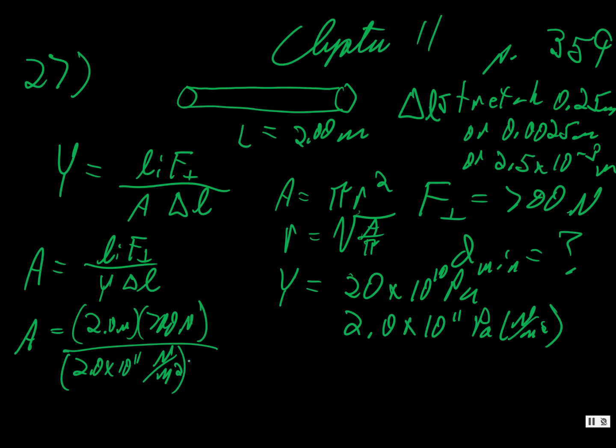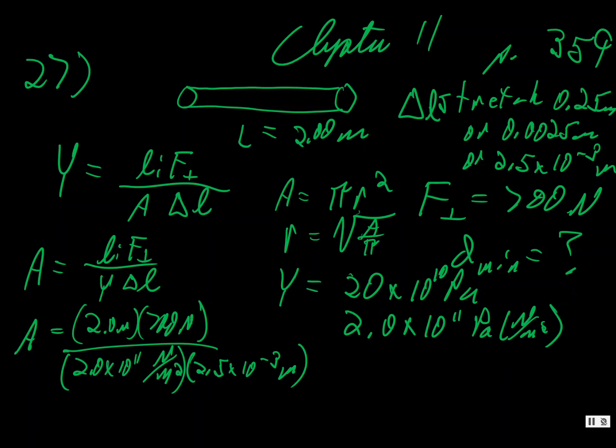And then I'm going to put in my change in length, which is 2.5 times 10 to the negative third meters. Or we could say 2.5 millimeters. We could use our SI prefix there, y'all, because 10 to the negative third is milli. So we could say that.